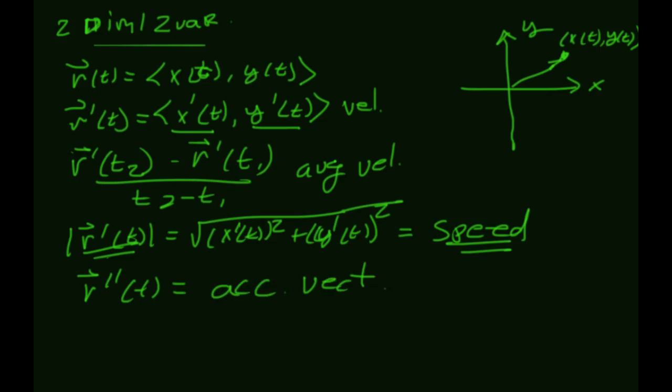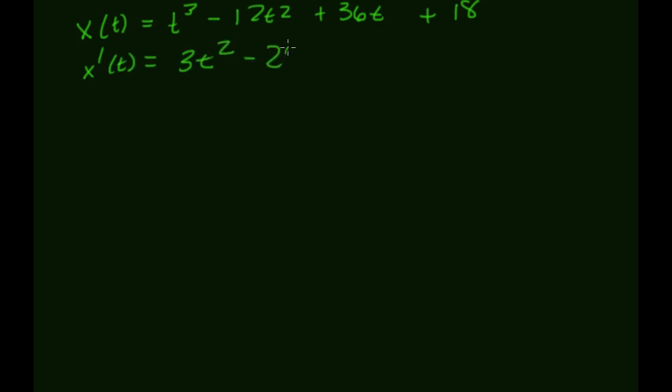Alright, so let's look at some examples of this and see if we can map this out a little bit. In our first example, we've got a position equation, the one-dimensional example, where x of t is t cubed minus 12t squared plus 36t plus 18. Let's say we want to know when this is going to change directions. That's going to involve the velocity. If I take the velocity of this, I get 3t squared minus 24t plus 36. Let's look at when that's equal to 0.